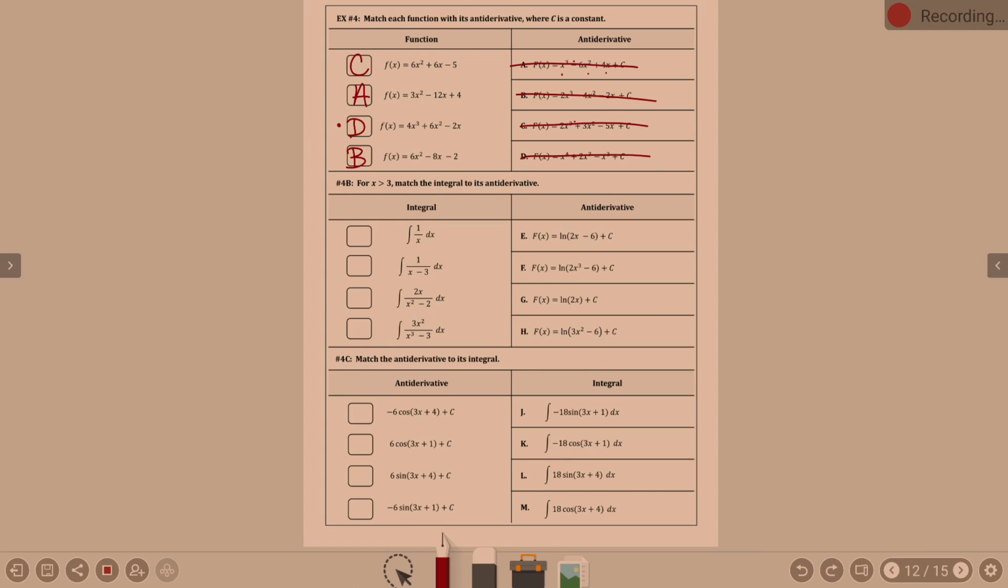Okay, set B. x greater than 3. Match the integral to its antiderivative. It's a different form here, but it's still essentially the same question. And it just says x greater than 3 because of keeping our logs positive. Now, this is one where doing the derivative isn't a bad thing necessarily. It's helping us see it though.